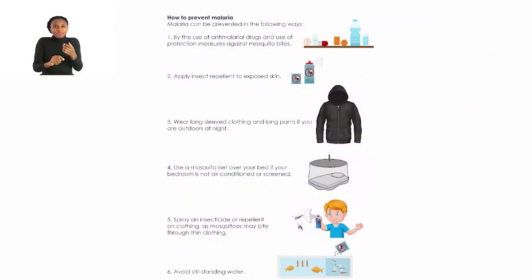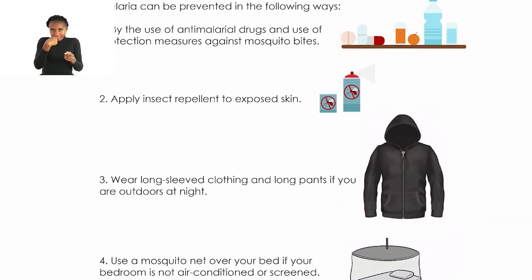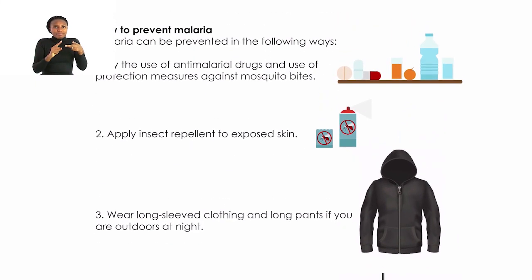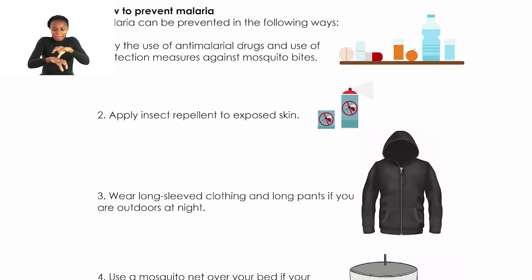How to prevent malaria? Malaria can be prevented in the following ways. The first one could be by the use of anti-malarial drugs and the use of protection measures against mosquito bites. Second, you should apply insect repellent to exposed skin. Third, you should wear long-sleeved clothing and long pants if you are outdoors at night.